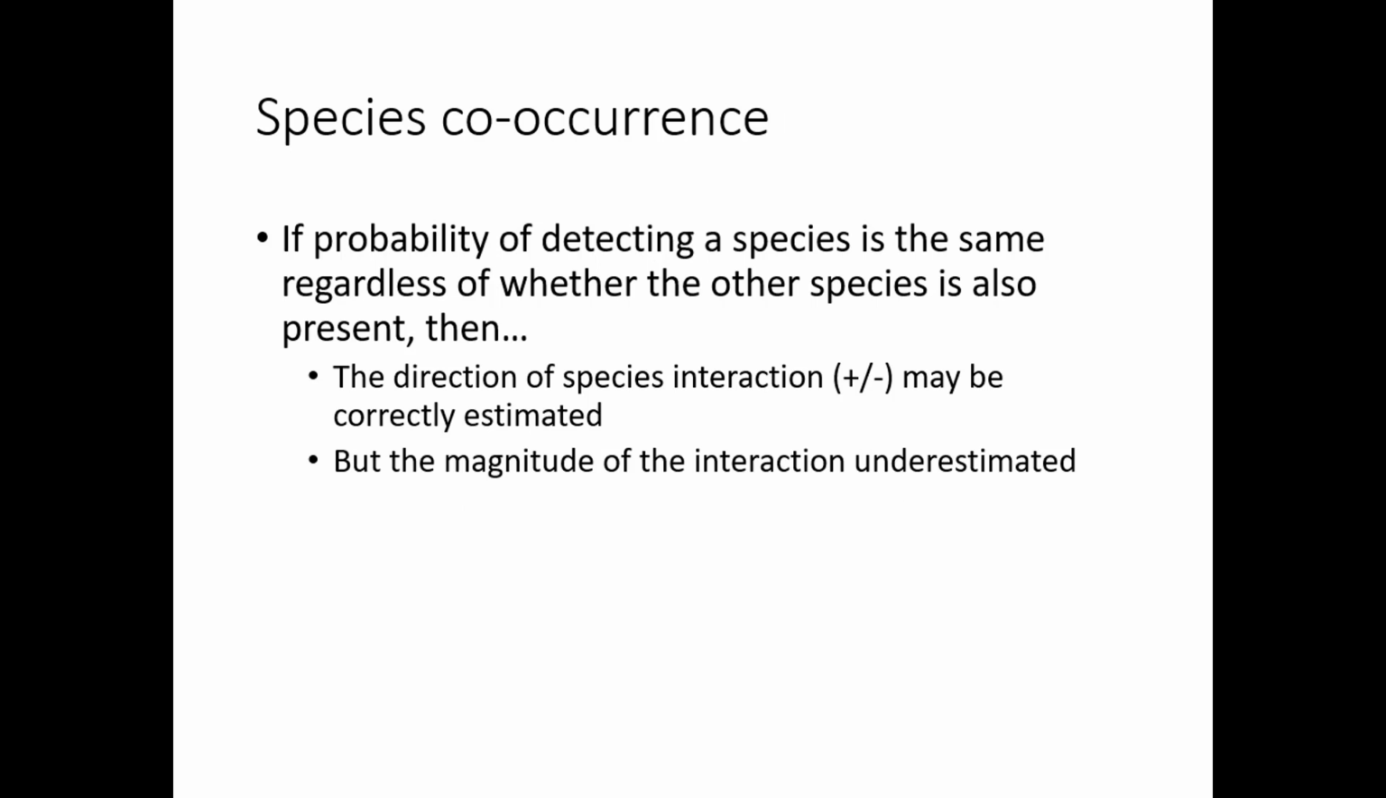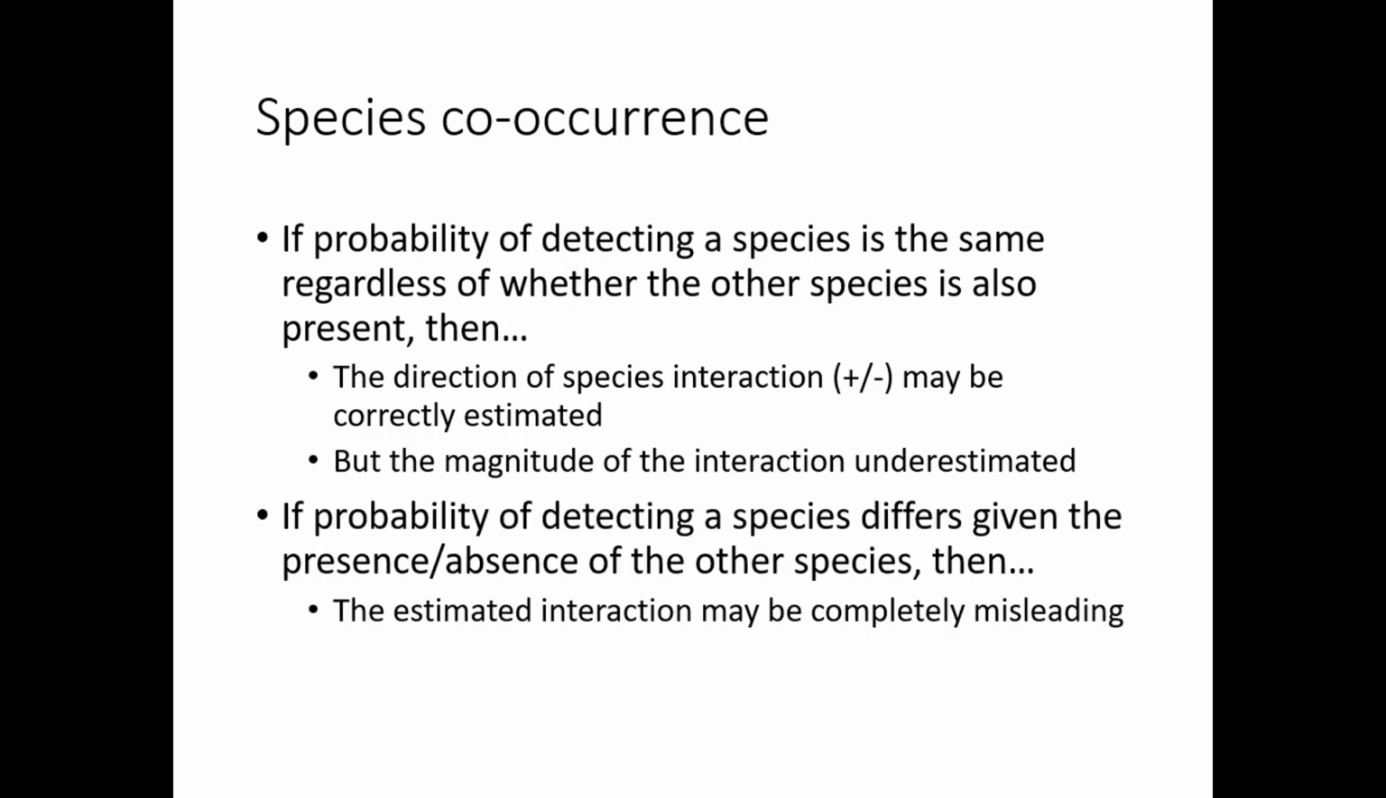If detection is not dependent on the presence of other species, then the sign of the species interaction may be correct, but the magnitude of the interaction will be underestimated. However, if detection is dependent on the presence of other species, then the species interaction may be completely misleading.